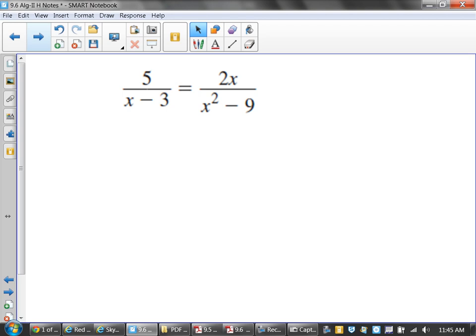Try this one out. You can go 2 different ways. You can go ahead and get your GCFs, or you can cross multiply. It's totally dependent upon how you see it and how you want to go through it.